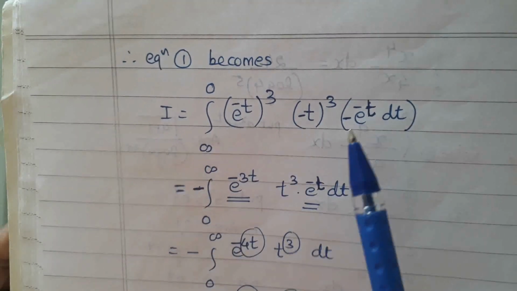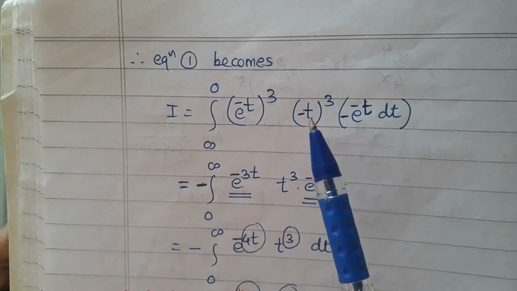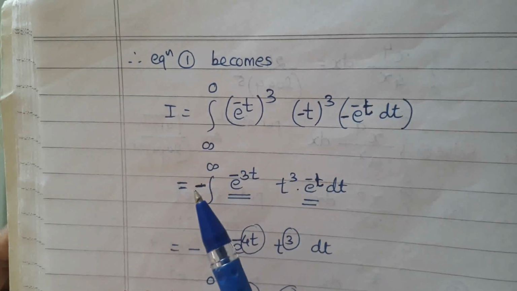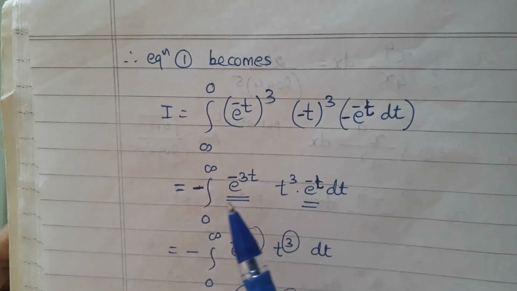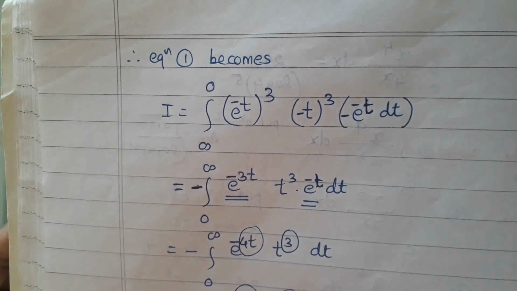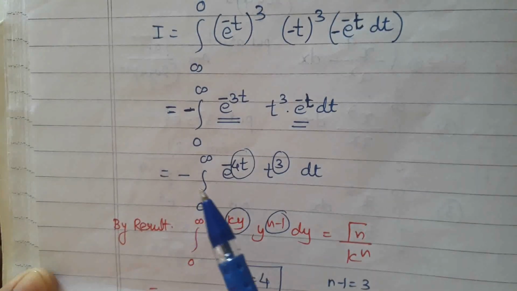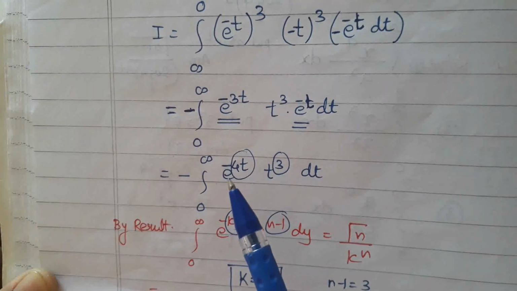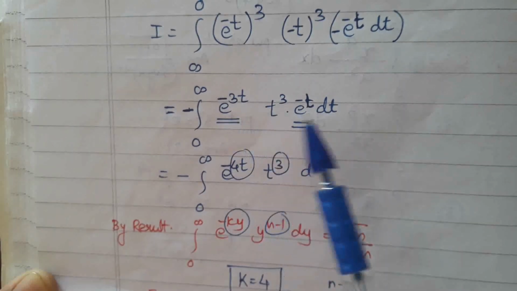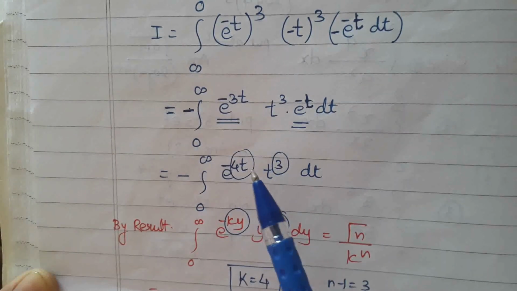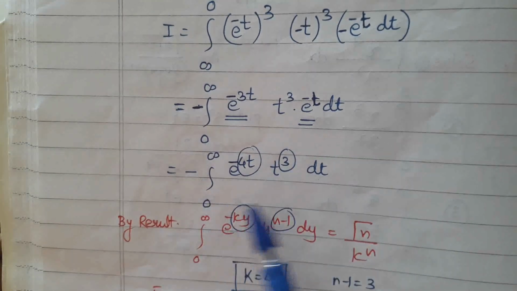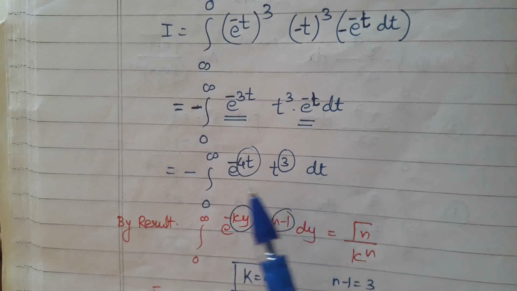Minus becomes plus, and one of the values of minus t cube is minus, so the negative sign is here. So this becomes e raised to minus 3t, t cube, e raised to minus t dt. So this is minus integral 0 to infinity, e raised to, add the powers: minus 3t minus t becomes e raised to minus 4t, t cube dt. Use the result in the evaluation of this integral.